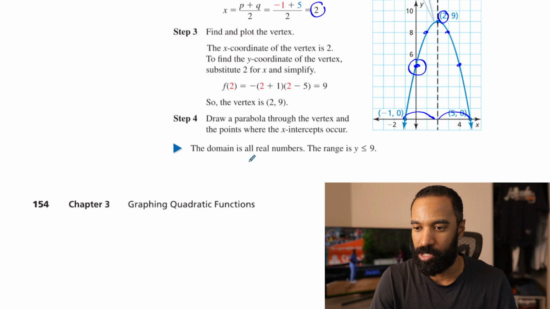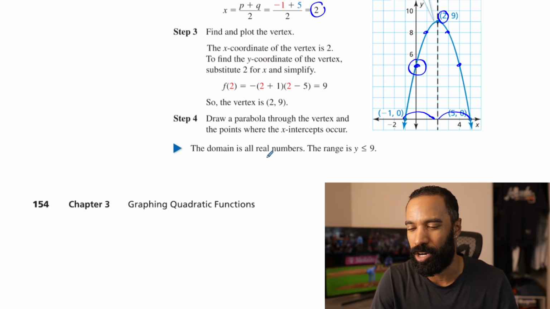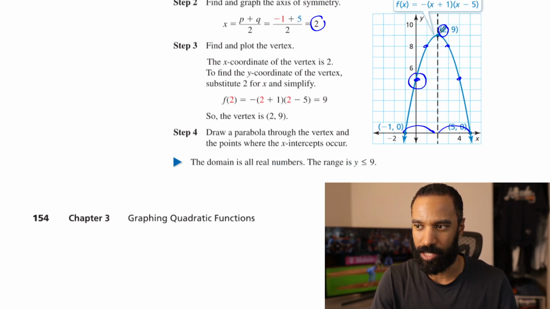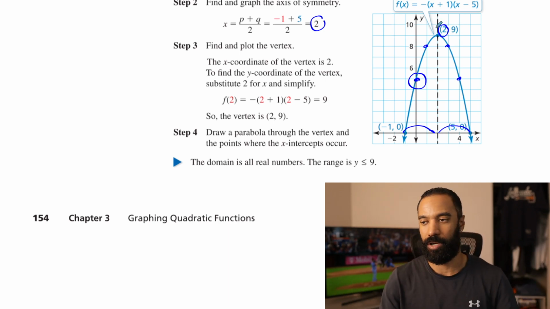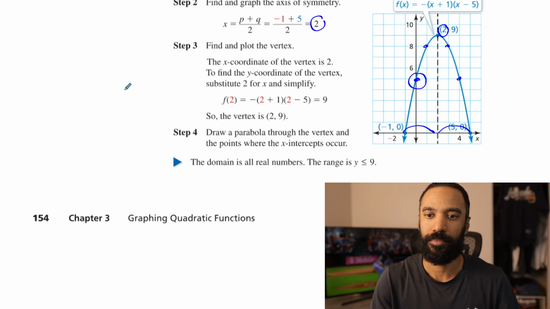Domain is all real numbers. Expect that for pretty much all these problems that aren't word problems. Range is y is less than or equal to 9. 9's your maximum here for the y value, and we go down from there. You can definitely see it from the graph.